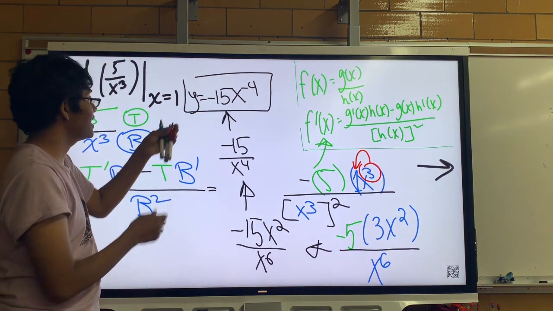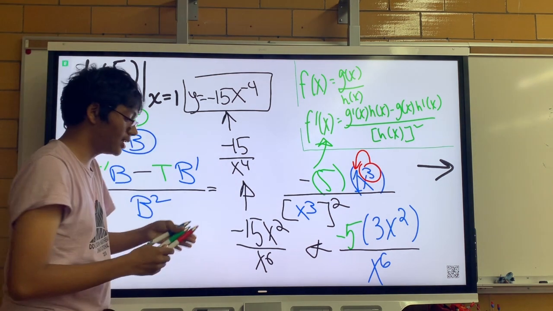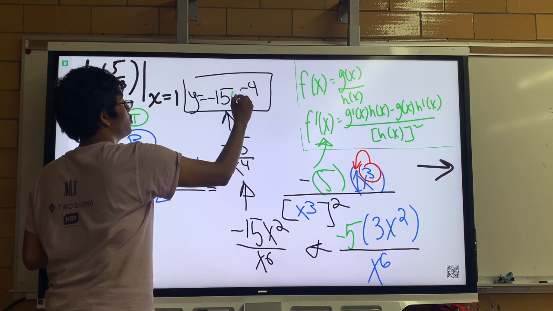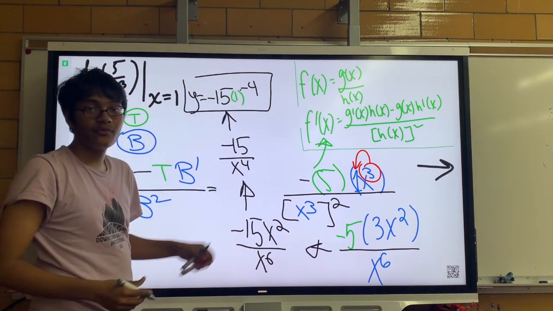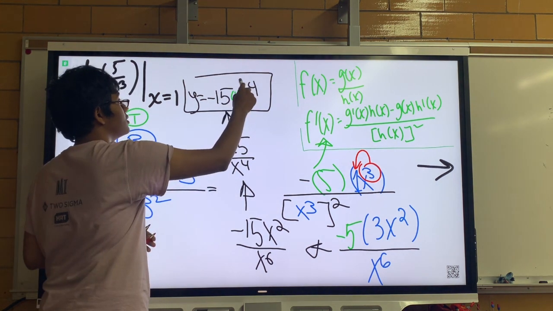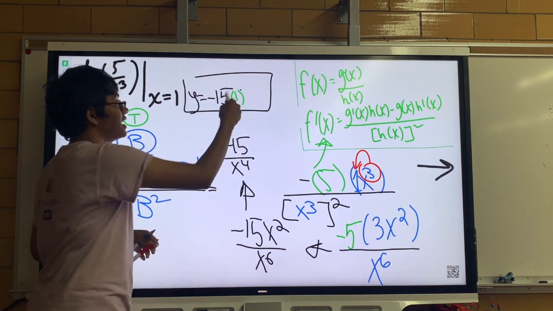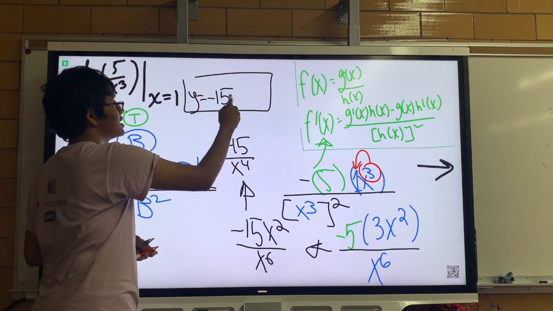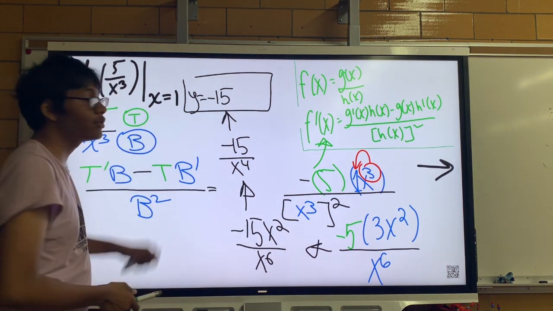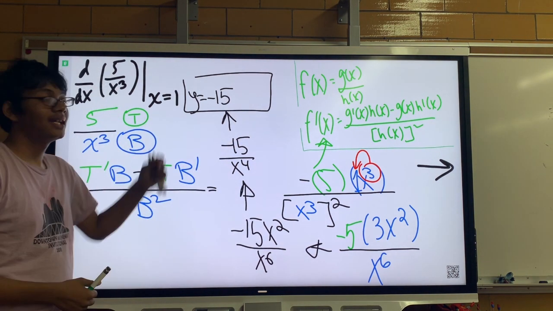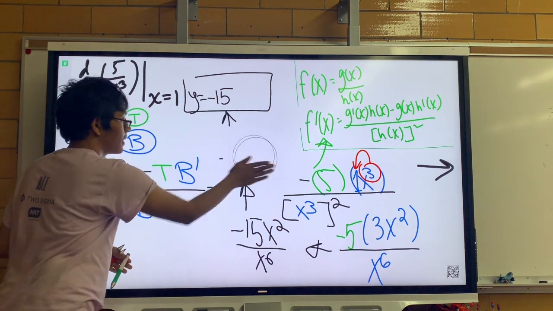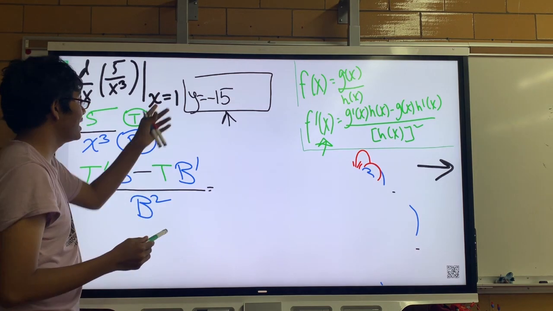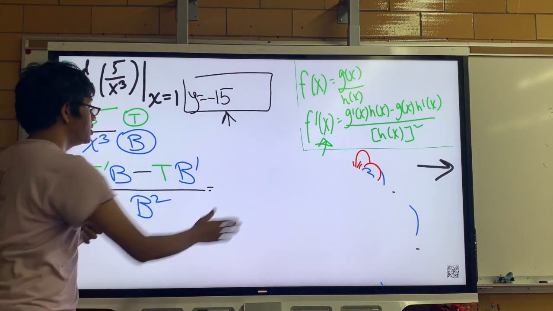So we know that x is equal to 1, so let's plug in 1 over here. 1 to the negative 4 is simply 1, and negative 15 times 1 is simply negative 15. So the slope of the tangent line at x equals 1 of this function is negative 15. But we're not done. We were asked to find the equation of the tangent line at x equals 1. So how do we do that?